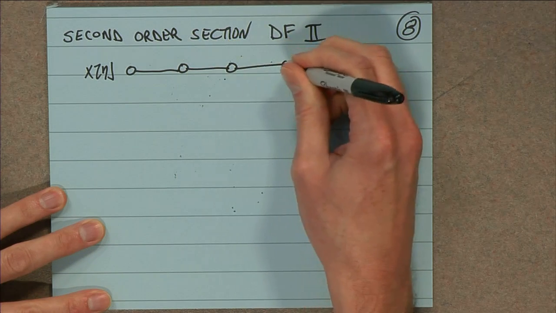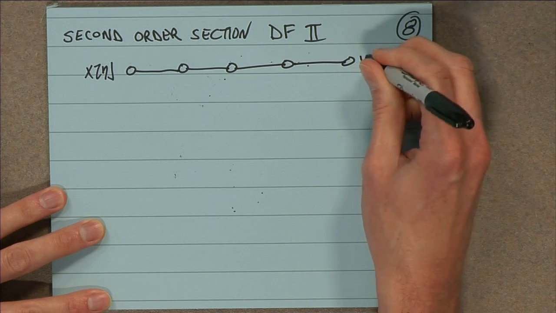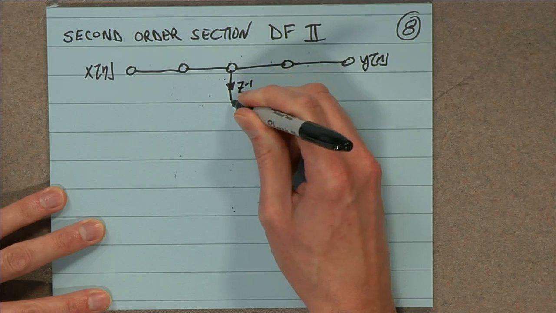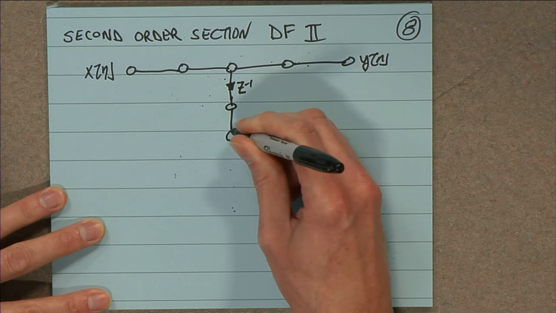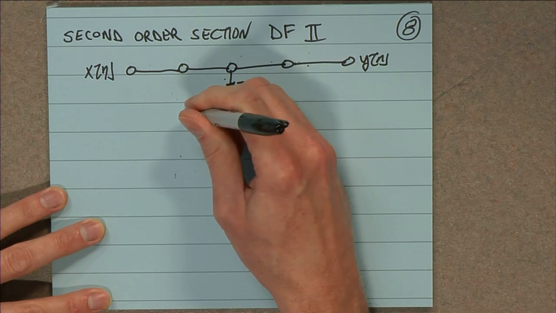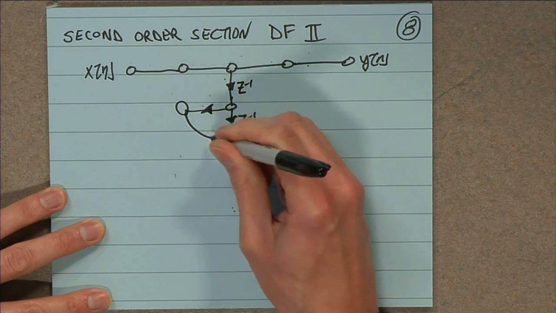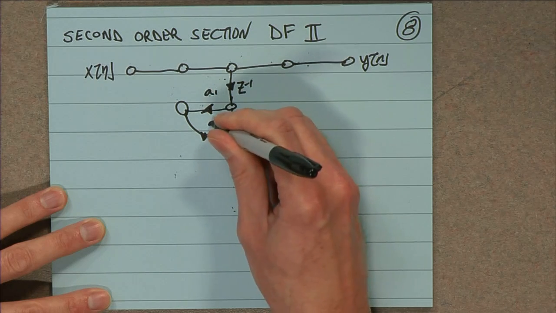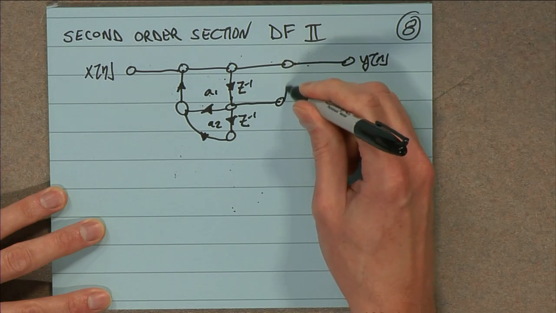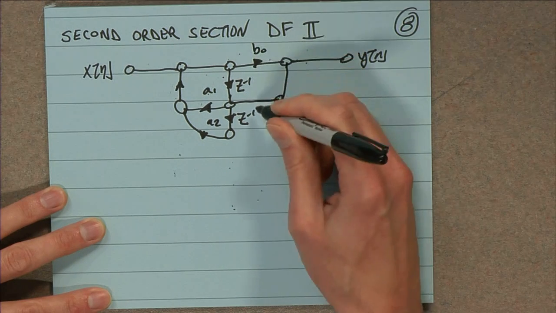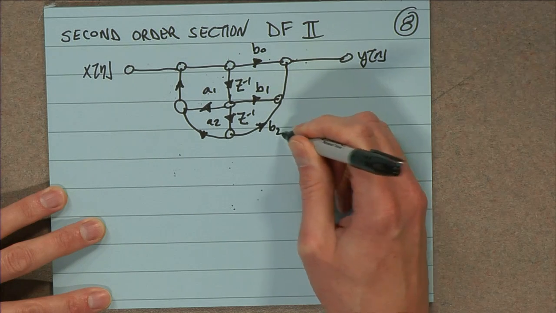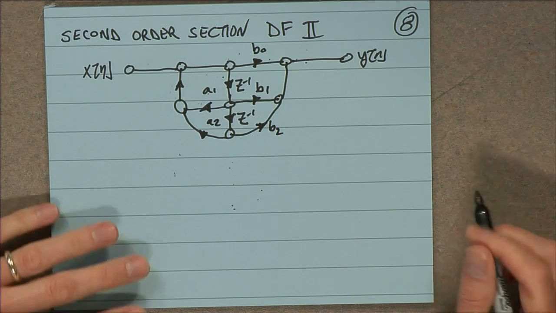So Y of n, this was our delay tap network here, Z minus 1. Then we fed all these back. That was A1, that was A2. And then the good news on this side was what? This was B0. We fed B1 and finally B2. That was our standard second order section.